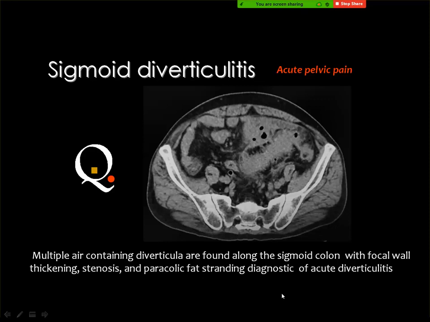Diverticulitis. Yes, this is chronic diverticulitis with thickening of the sigmoid, stranding of the pericolic fat, and what is very important, the presence of multiple mural diverticula containing air.